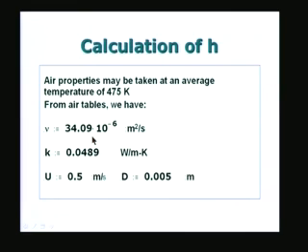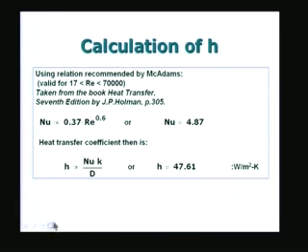Nu is 34.09 times 10 to the power of minus 6 square meter per second, K is 0.0489 watts per meter Kelvin, all in SI units. U is 0.5 meter per second, that is given, and the diameter is 0.005 meter. It is a spherical bead-like structure over which the flow is taking place, and we can use a simple relationship between Nusselt number and Reynolds number, just like what we did earlier. This relation is recommended by McAdams. It is valid for Reynolds number from 17 to 70,000, and it is taken from the book by Holman, which is a very popular book.